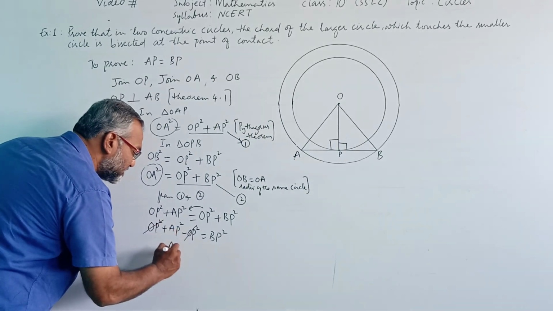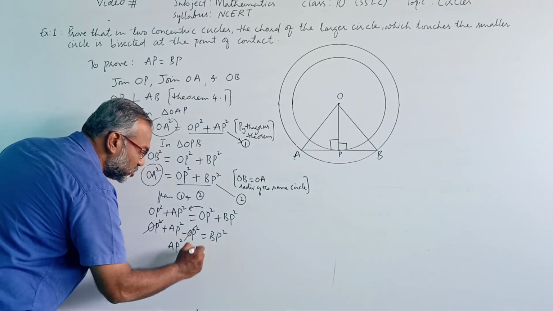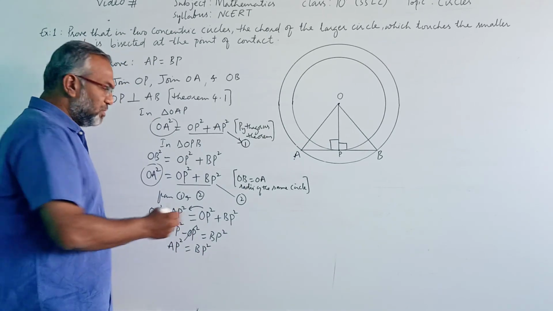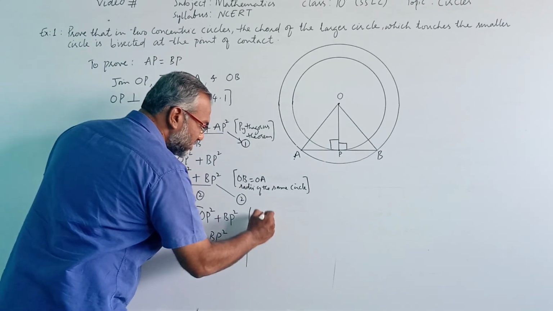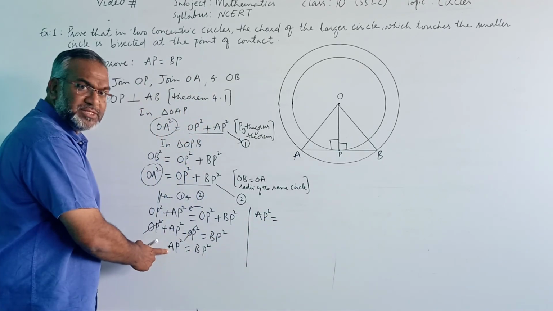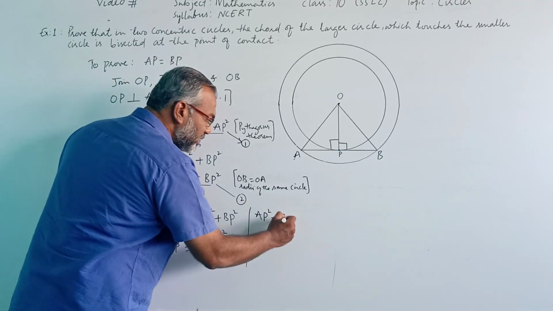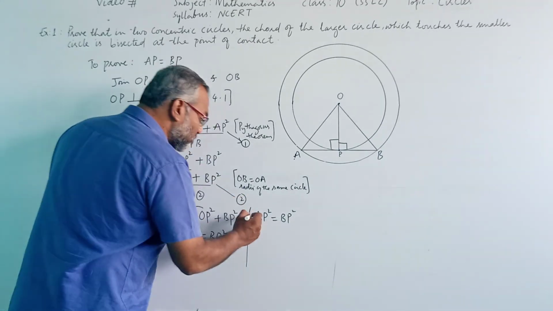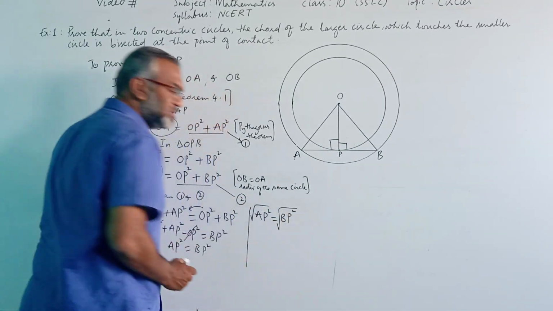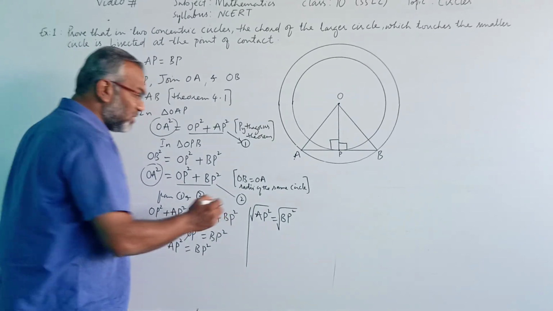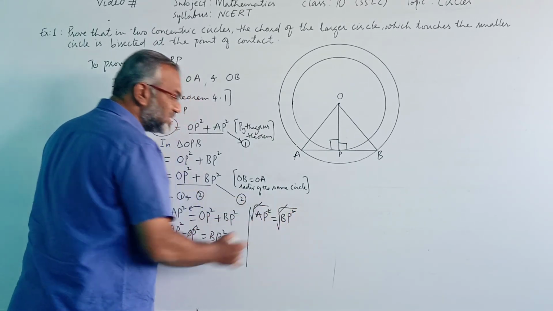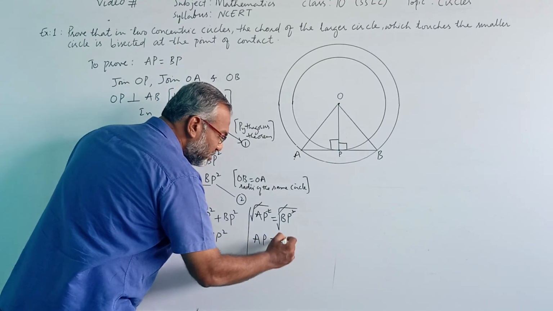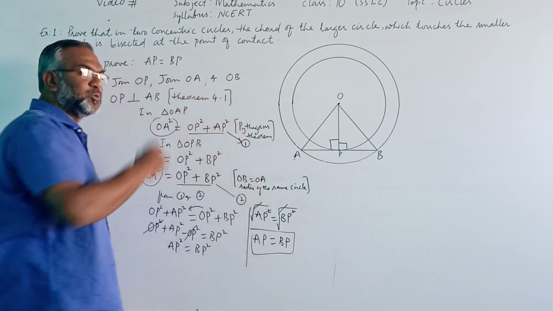Now here we get AP square is equal to BP square. We got this. The last step is AP square is equal to BP square, right? Take square root on both sides. Taking square root on both sides, what will happen? Square and root will get cancelled. So what will happen? AP is equal to BP, which we had to prove.